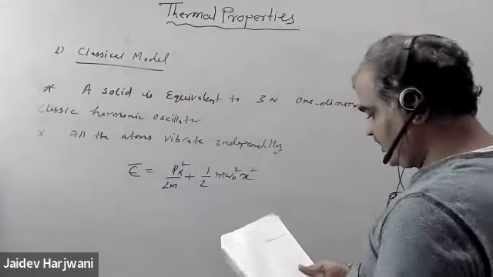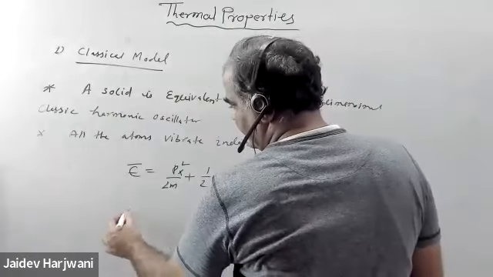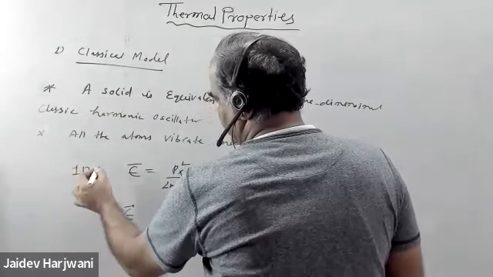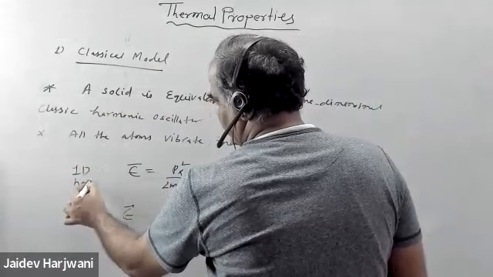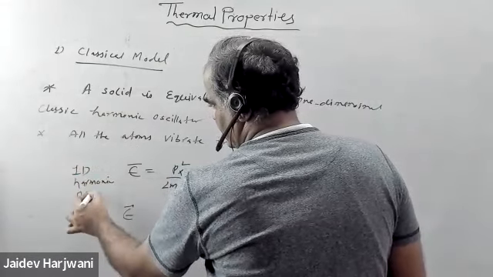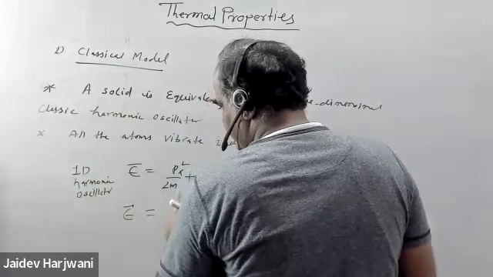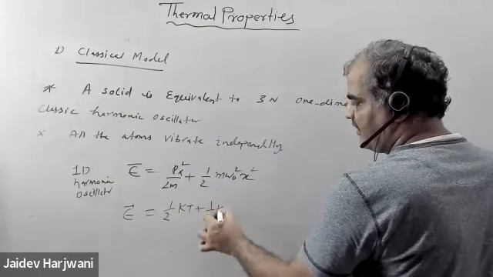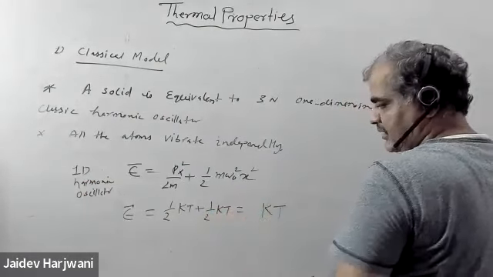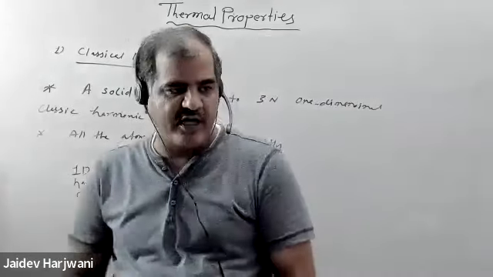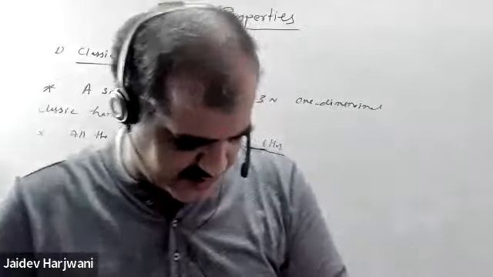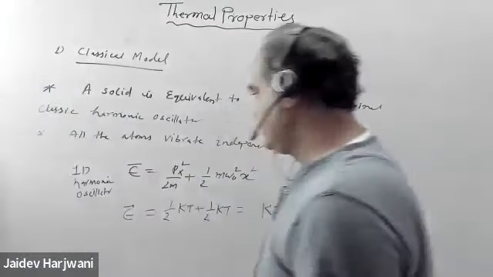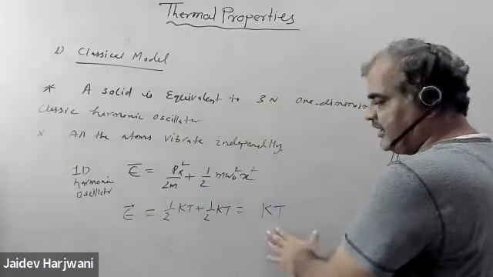So there are 2 degrees of freedom. I can write the energy of a 1D simple harmonic oscillator: 2 degrees of freedom, and for each degree of freedom the energy is half kT. So classically, the energy of a harmonic oscillator is kT. Generally in exams, everyone writes half kT. So classically, the energy of a harmonic oscillator is not half kT, it is kT.